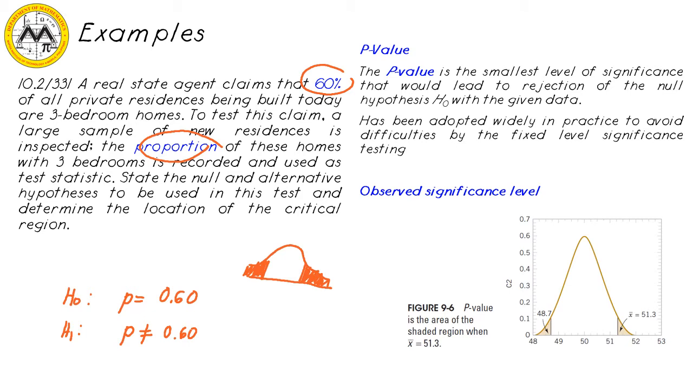P-value. The P-value is the smallest level of significance that would lead to rejection of the null hypothesis with the given data. This has been adopted widely in practice to avoid difficulties caused by a fixed level of significance testing. So we calculate the probability that your null hypothesis would be rejected, and you usually compare this against the 5%, the 1%, or the 10% level of significance. But we can still use the 5% level of significance.